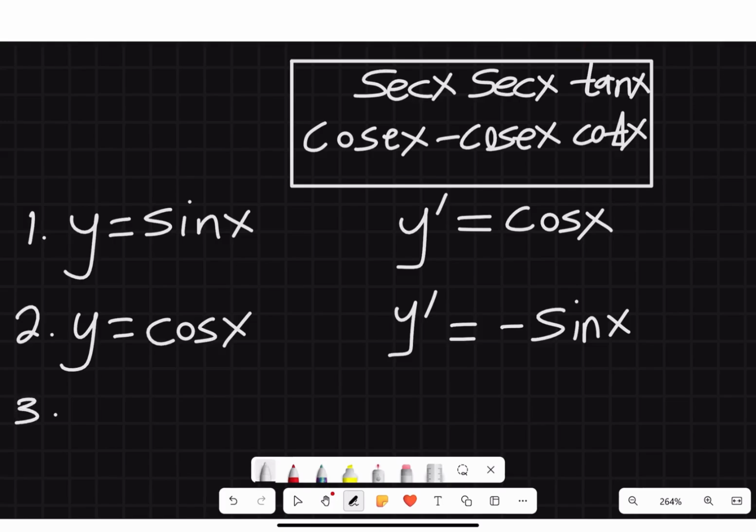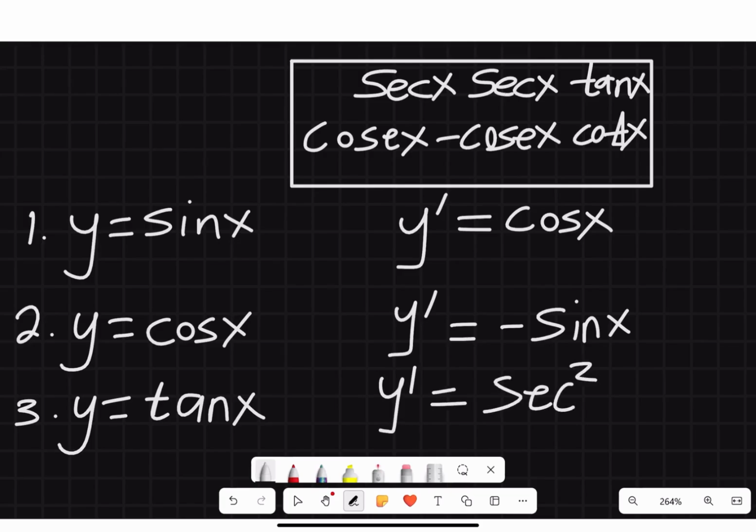Number 3. You have y equals tan x. So here, we are going to use the table because tan x is there on the table. So the strategy is this. You just cancel what you are looking for, and then on that row, you multiply what remains. So if I cancel tan x out, I have to multiply sec times sec. Sec times sec gives me sec squared, which means the derivative of tan x is sec squared x.